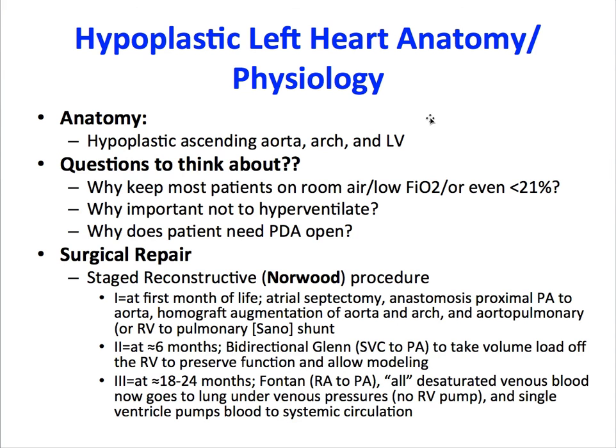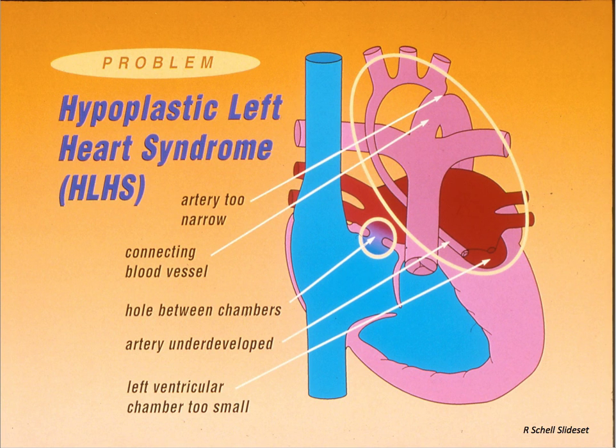Some questions to think about. Why are these patients, most of them on room air, or even less than 21% oxygen, subambient? They may be on 18% oxygen, for example. Well, if we go back to the lesion, you can see that if the pulmonary artery dilated, i.e. pulmonary vascular resistance goes down in response to lots of oxygen, where would blood go? It would go out to the pulmonary artery rather than through the ductus.